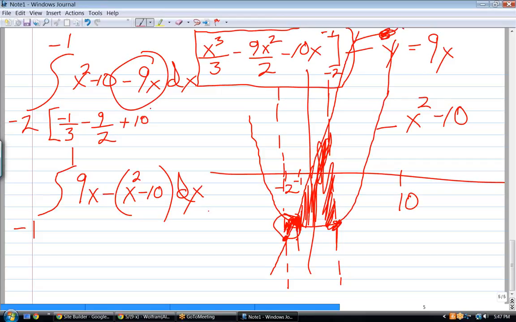Okay, so that is the top limit of integration evaluated. We want to subtract from that what we get when we plug in the bottom number. When you plug in minus 2, what do you get?